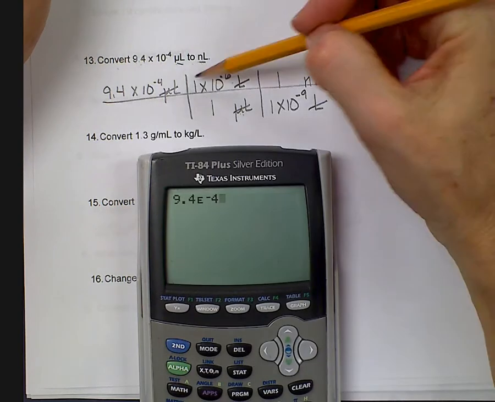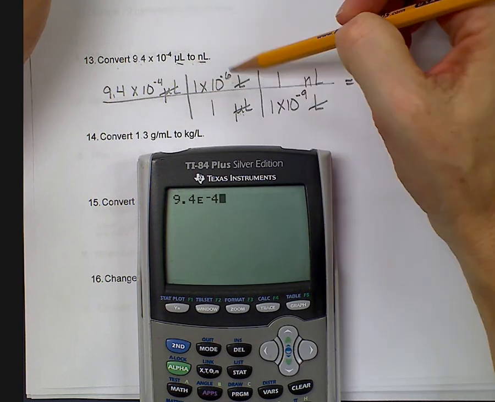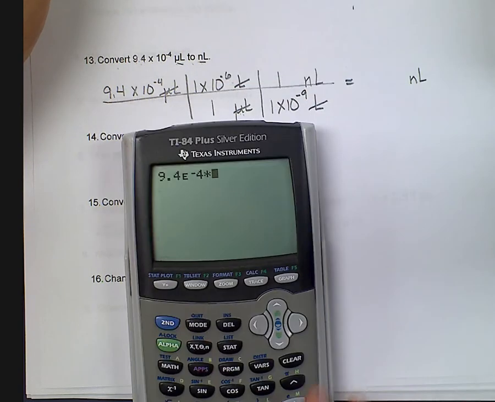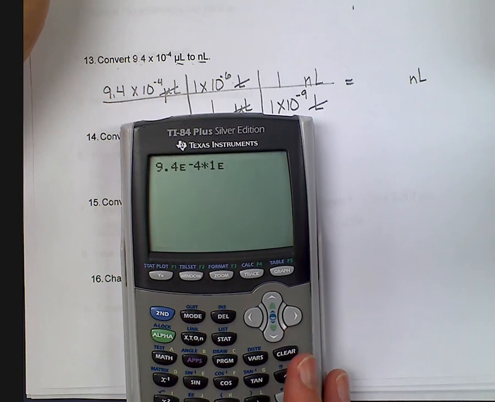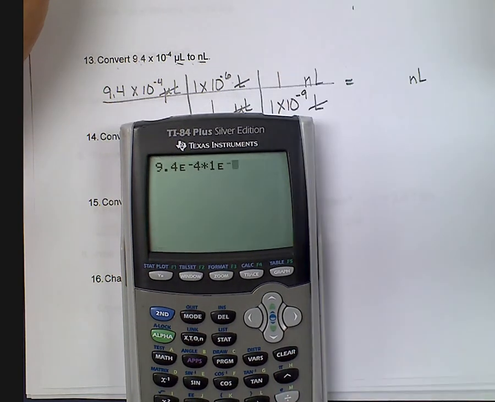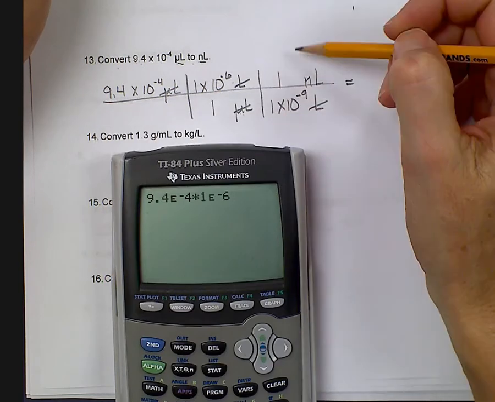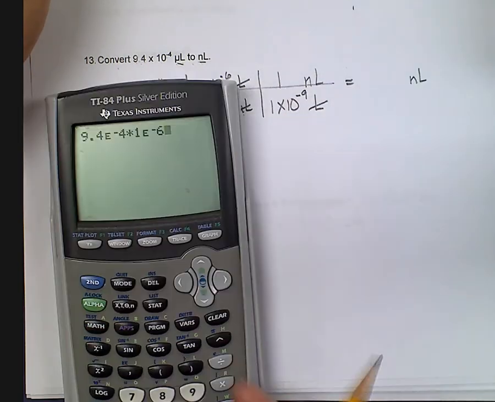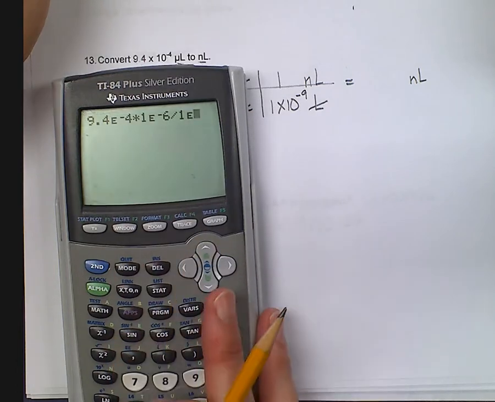And we're going to multiply across the top and divide by each thing on the bottom. So we're going to multiply by 1 scientific notation key, negative 6. And then we're going to ignore the ones and divide by 1 scientific notation key, negative 9.